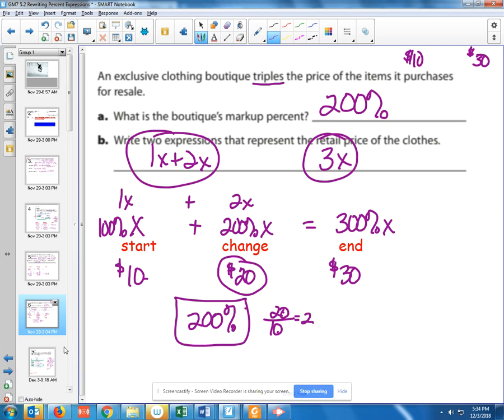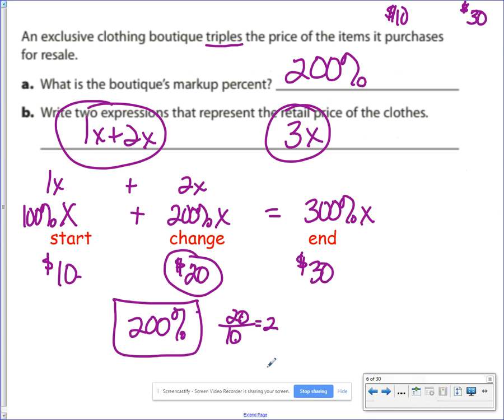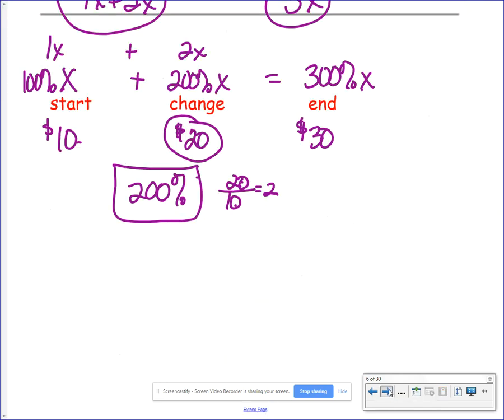Holy cow. You know, I don't know so much about clothes, but I do know that jewelry has a crazy markup as well.